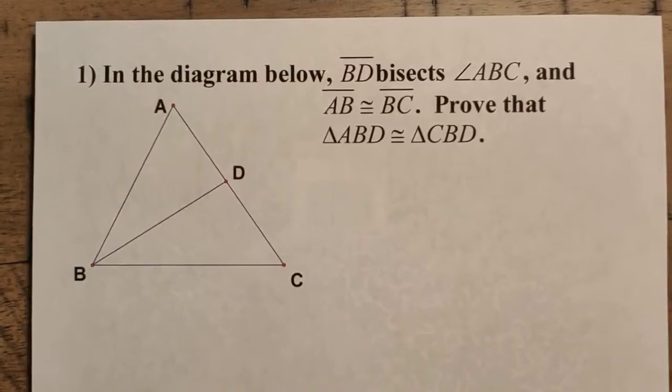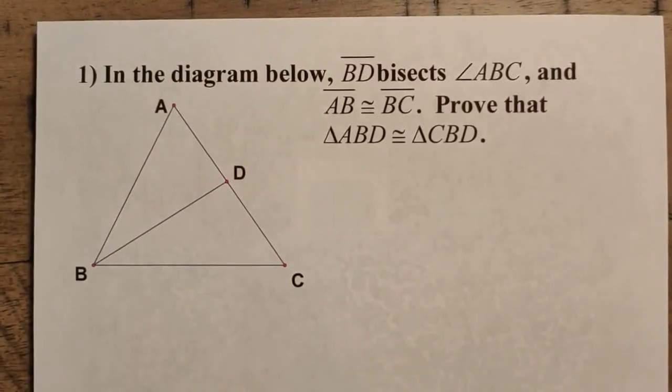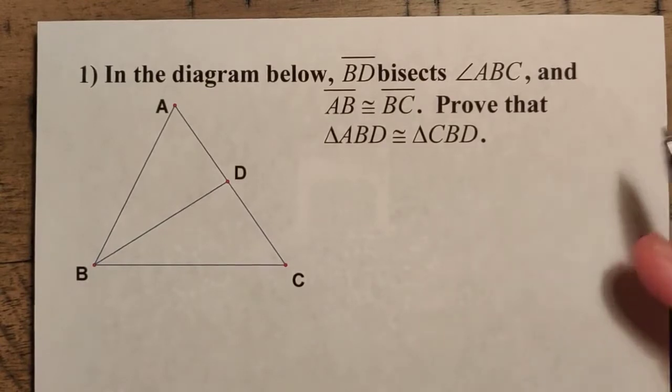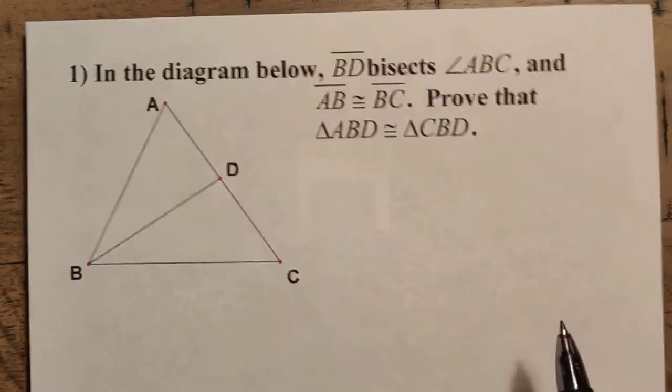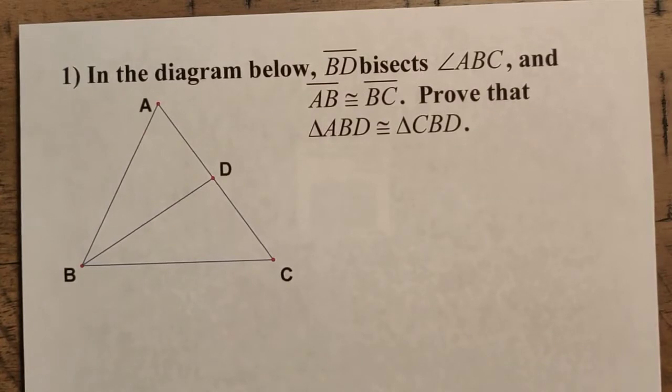Alright everyone, welcome. So let's again have a look at what's going on here. We're given some information about these triangles here. We want to show that ABD and CBD are congruent. Yet again, I ask that you pause the video so that you can try this proof out on your own. Okay? So let's go ahead and put this in here.